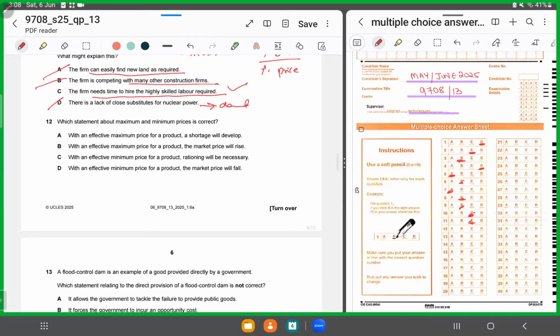Moving forward, MCQ number 12. MCQ number 12 says, which statement about maximum and minimum prices is correct? For that, let's draw what happens when a country imposes maximum prices. Let's say this is the demand curve, this is the supply curve, and a maximum price is imposed below the equilibrium. What happens when a maximum price is imposed? There exists a shortage, and when a minimum price is imposed, which is above the equilibrium, there exists a surplus or an excess, right?